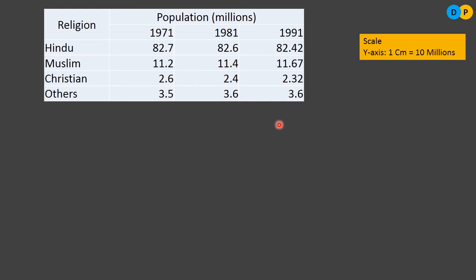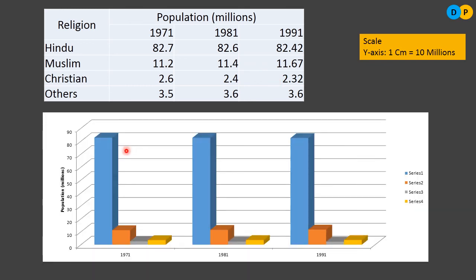First of all we need to consider the scale. What is the scale here? Here 1 centimeter is equivalent to 10 millions, because the population is given in terms of millions. So 82 millions, like this. The highest value here is around 82.7 million. So I'll be going with the y-axis, 1 centimeter is equivalent to 10 millions. This is how I am constructing the multiple bar diagram.